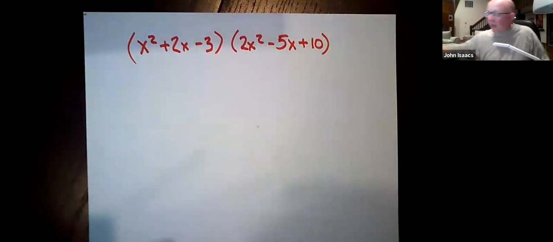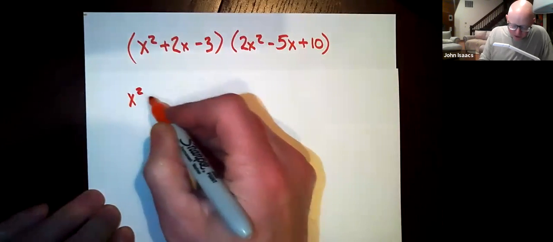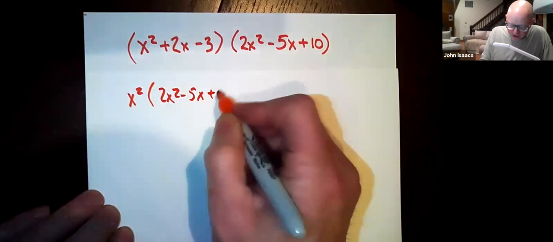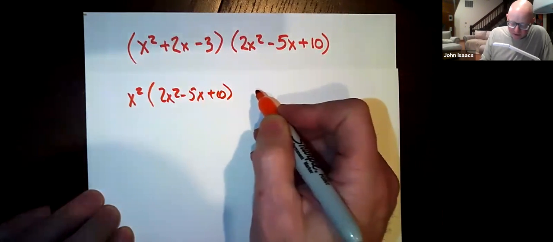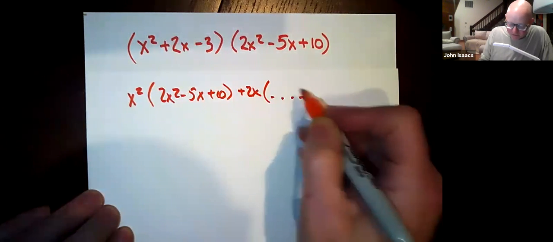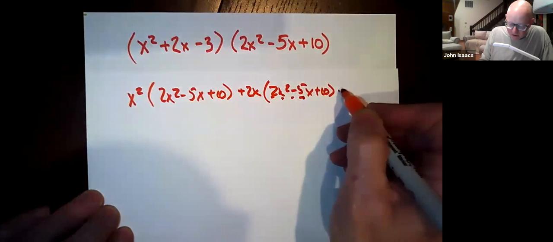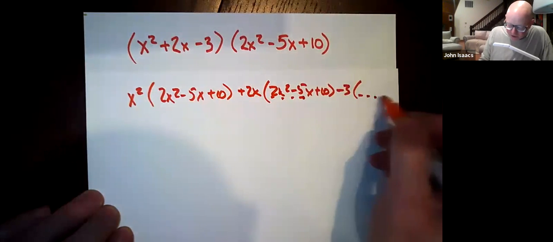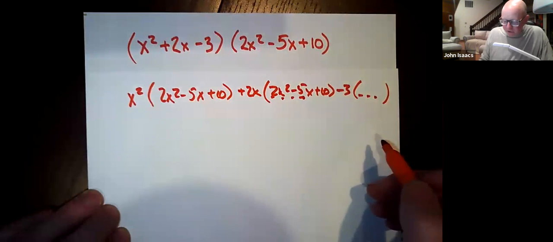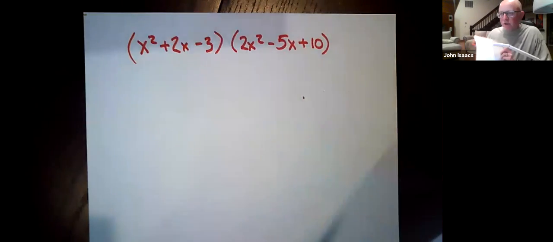So I have one that I like the best, but if we were to distribute, we would have to take x squared and multiply it by this 2x squared minus 5x plus 10. And then take 2x and multiply it by the same thing, the 2x squared minus 5x plus 10. And then subtract 3 times all the same thing. And you'd wind up drawing a whole bunch of things out. It wouldn't even fit across the page. It might fit across the page, but it would be all just ridiculous to do.